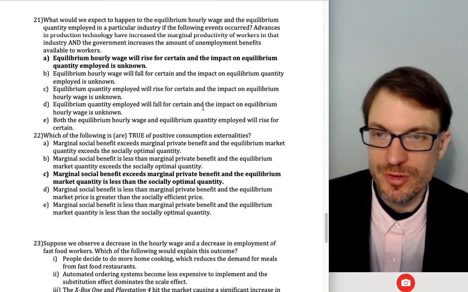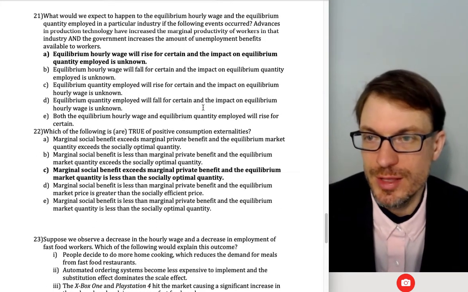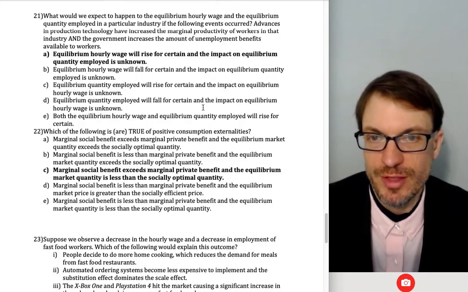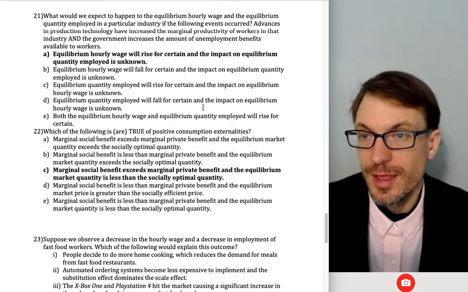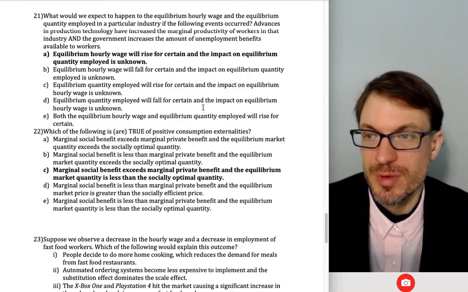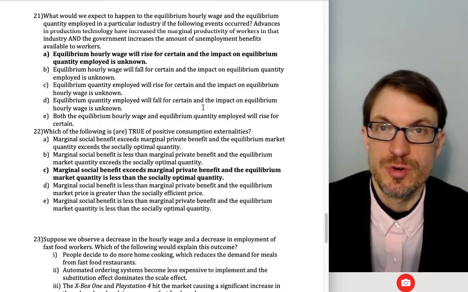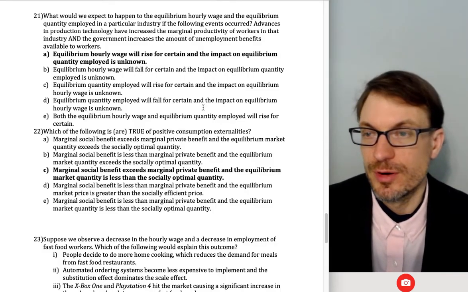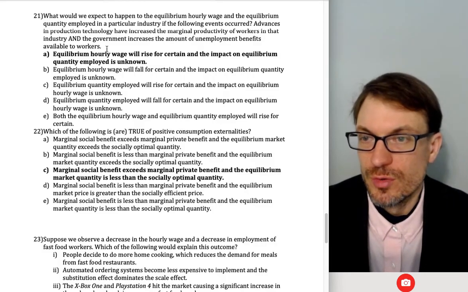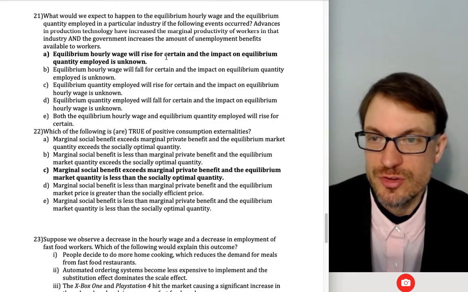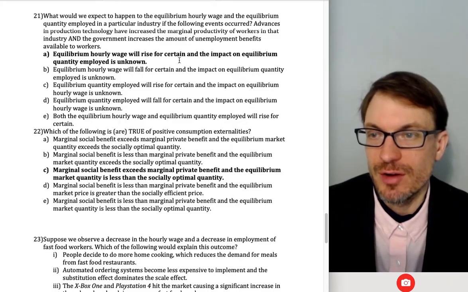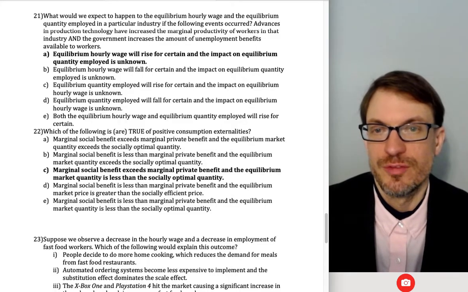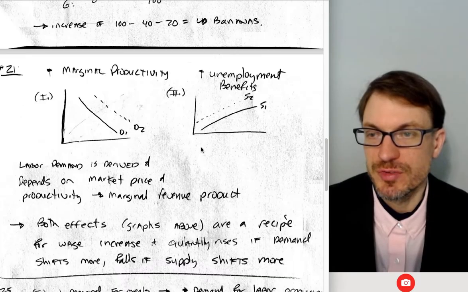All right, so what would happen to the equilibrium hourly wage and equilibrium quantity employed in a particular industry if the following events occurred? Advances in production technology have increased the marginal productivity of workers. That's going to be a rightward shift of labor demand. And government increases the amount of unemployment benefits available to workers. That's going to be a leftward shift of labor supply. So we're expecting the hourly wage to rise due to the increase in labor demand and decrease in labor supply. The impact on equilibrium quantity is unknown. It depends if demand shifts further than supply or supply shifts further than demand.